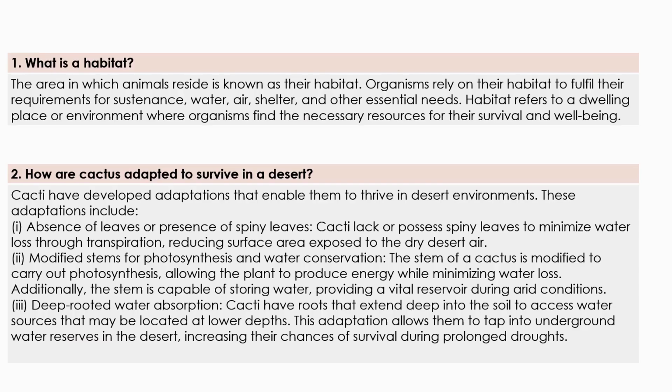Question number 1. What is a habitat? The area in which animals reside is known as their habitat. Organisms rely on their habitat to fulfill their requirements for sustenance, water, air, shelter and other essential needs. Habitat refers to a dwelling place or environment where organisms find the necessary resources for their survival and well-being.